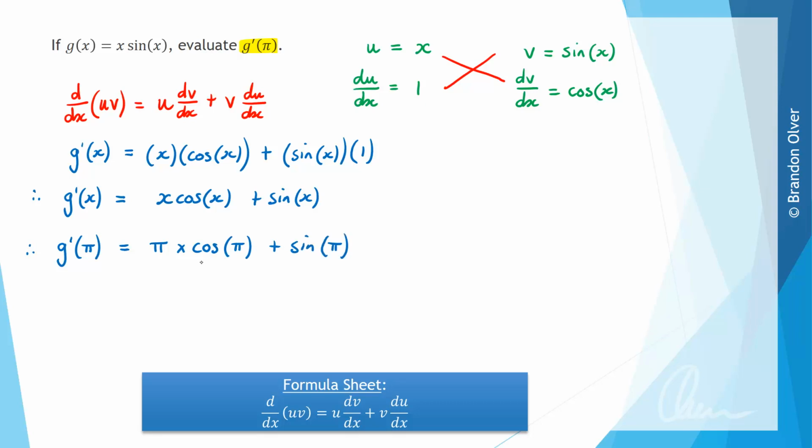And using our knowledge of exact values and the unit circle, we know that cos of pi is equal to -1 and sine of pi is equal to 0. So therefore, the derivative evaluated at pi is simply equal to pi times -1, which gives -pi, plus 0. So that is the answer to this question.